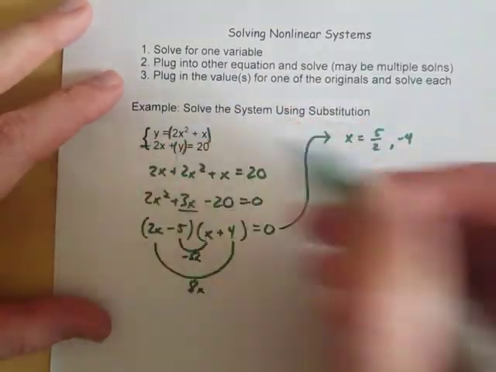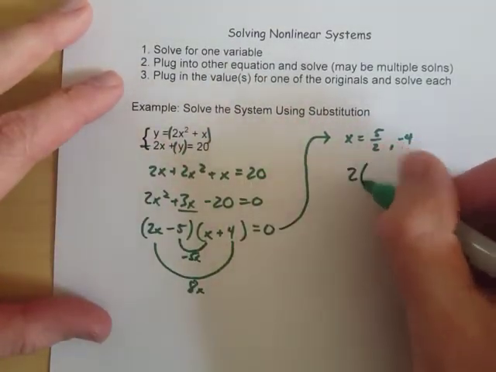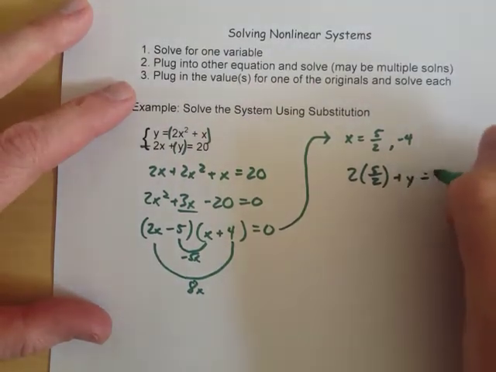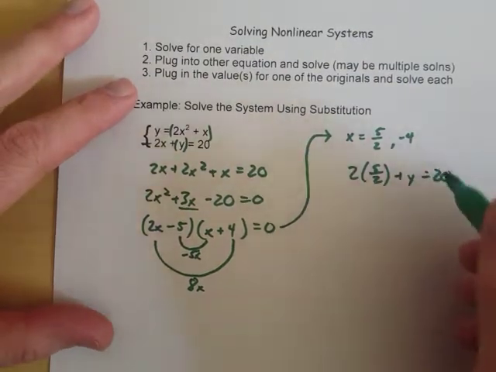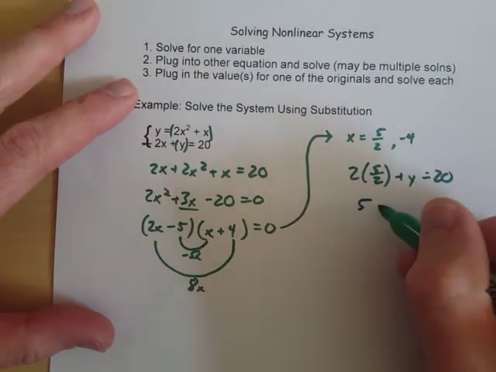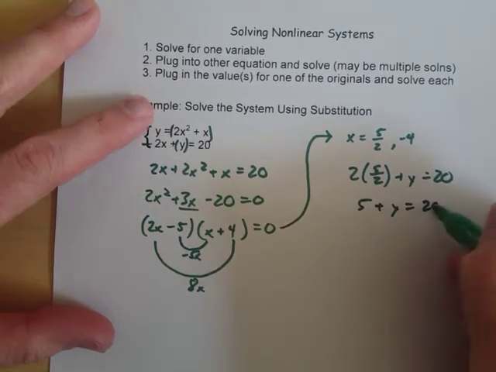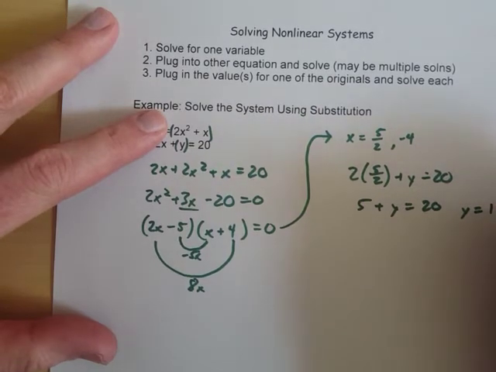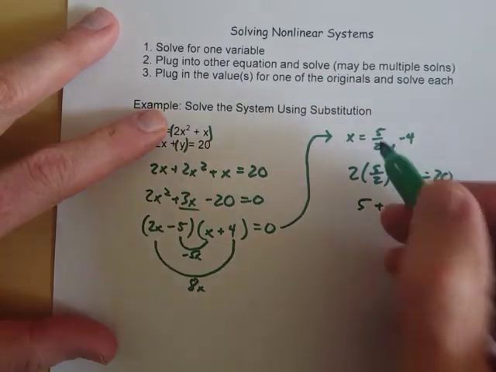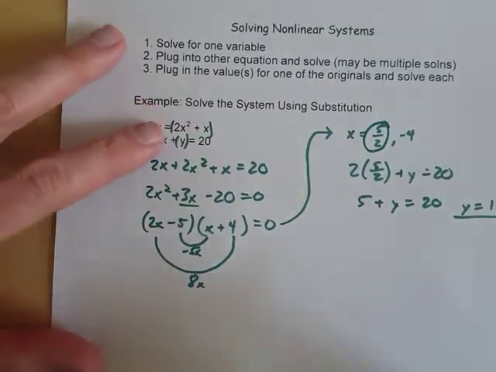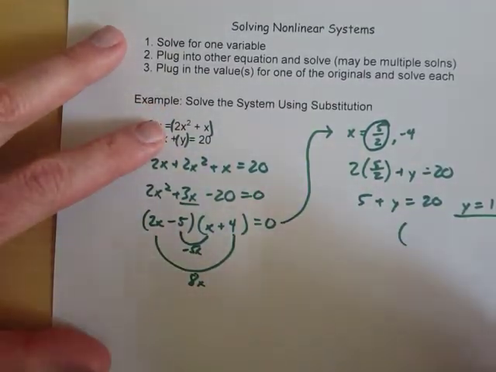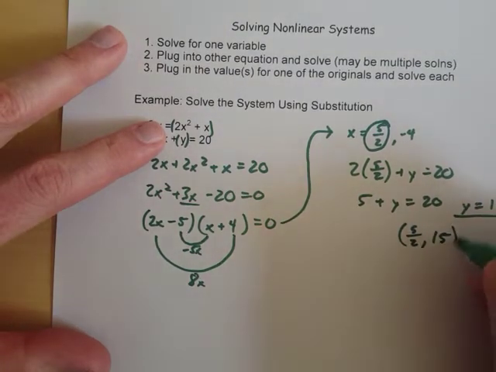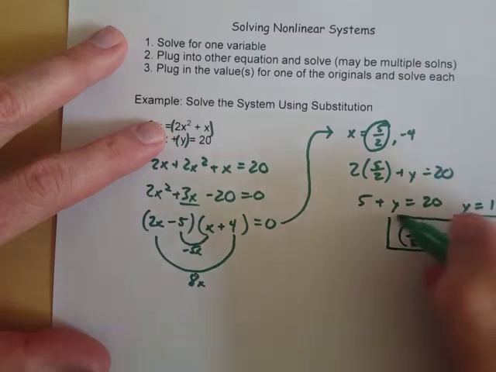Let's start with the 5/2. We plug that in as 2 times 5/2 plus y equals 20. So then we have 5 plus y equals 20, which means that y is going to equal 15. So if y is equal to 15 and we were using 5/2, that means that one of our solutions, one of our points, is going to be (5/2, 15). So we take that as one of our two solutions.